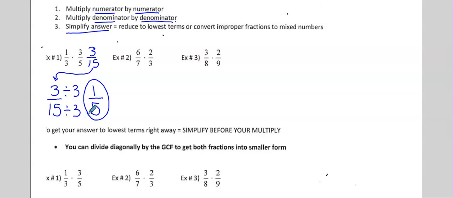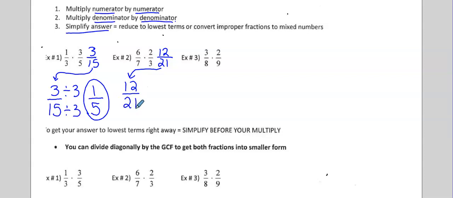The next problem I can do is 6/7 times 2/3. First thing I'm going to do, numerator times numerator. 6 times 2 is 12. Denominator times denominator. 7 times 3 is 21. Once again, this fraction can be simplified.